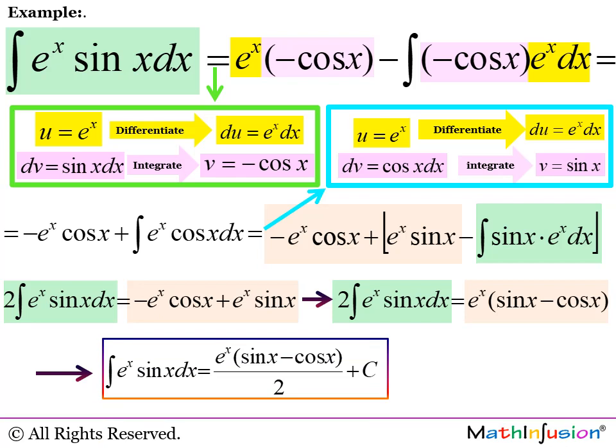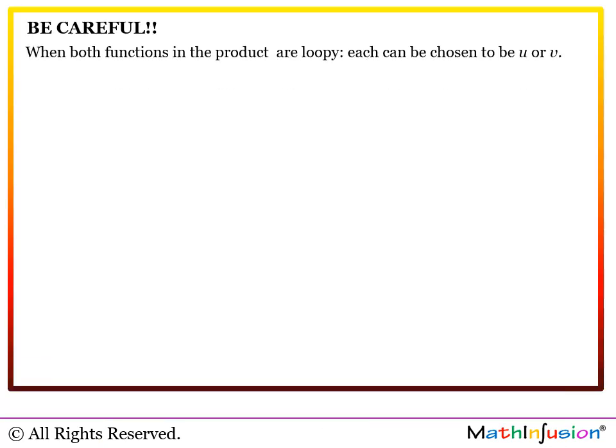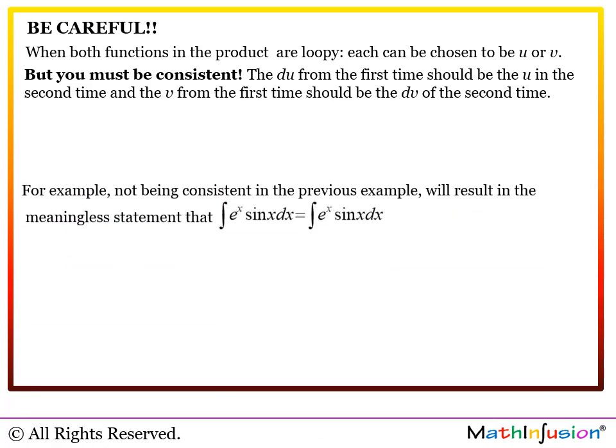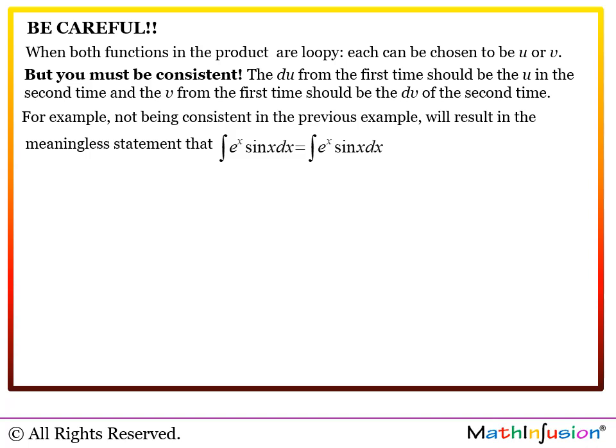You have to be very careful. When both functions in the product are loopy, each can be chosen to be u or v. But you must be consistent and have the same choice the second time you apply integration by parts. And I will show you this in a second. Let's not do it and let's see what will happen.